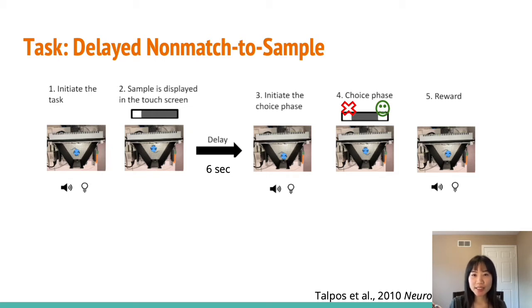The animal is placed in a triangular chamber with a touchscreen. In each trial, the animal receives a sample location on the touchscreen, either on the left or on the right. The animal will experience an interval during which it has to remember the location of the sample. After the interval, the animal will be given two choices on the touchscreen, and it has to choose the non-matched location to receive a reward.